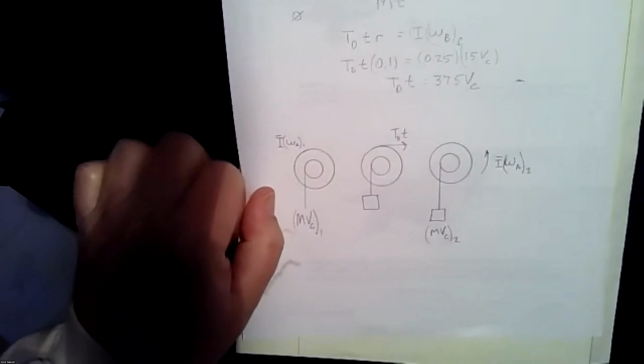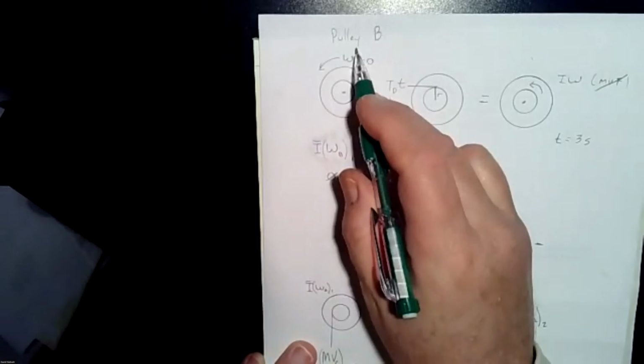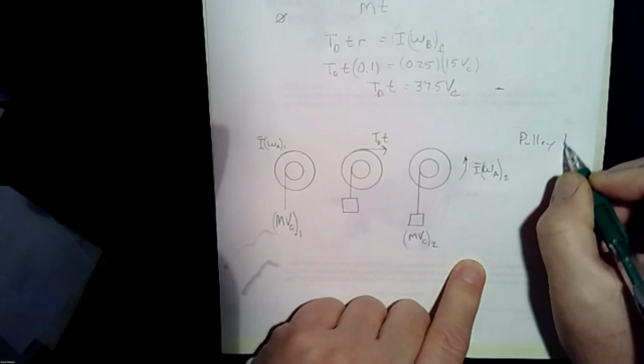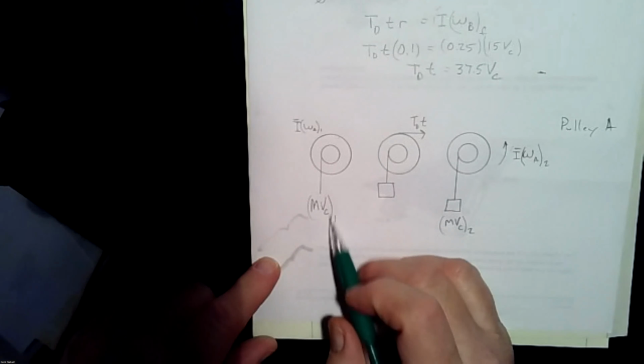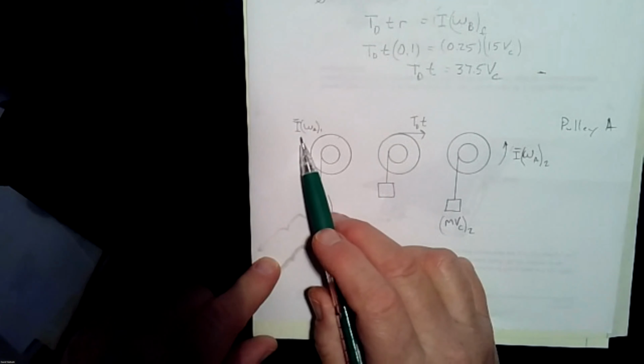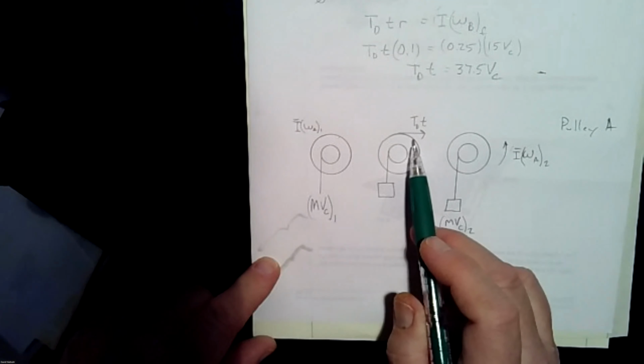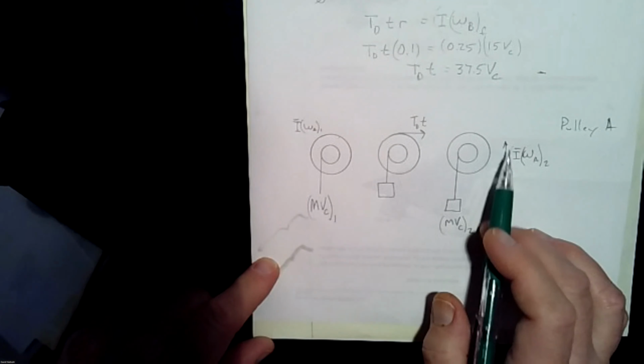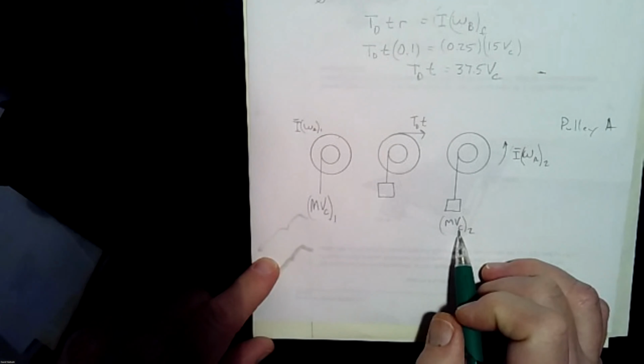Then do the same thing with A. So this was pulley B. Now we have pulley A. So pulley A again, we have the mass times velocity of C initial, and then I omega. We have the tension pulling back over time, and then we have the I omega final. So again, we're starting at rest, so there really isn't anything in it.